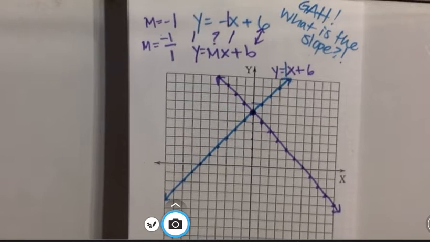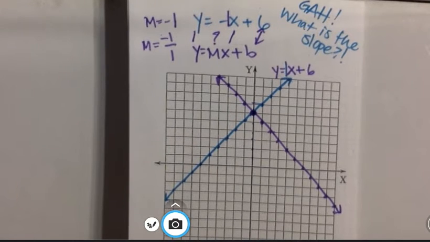Take a try at the must-do practice problems, and when you get those down and you check your work, try your hand at the exit pass.